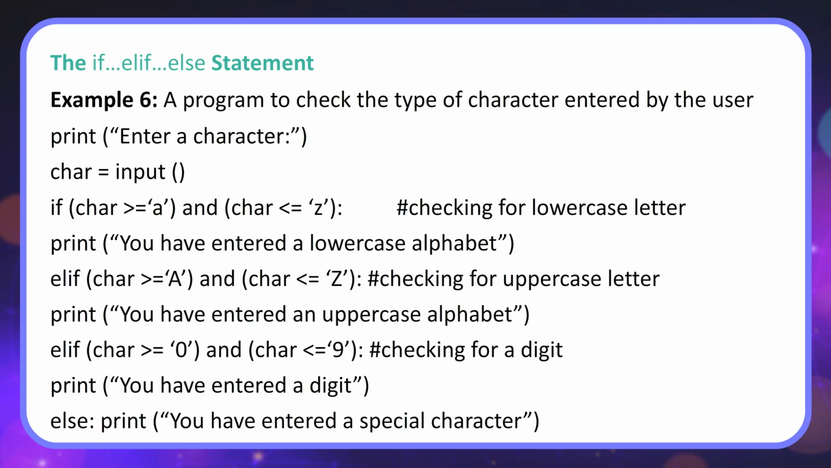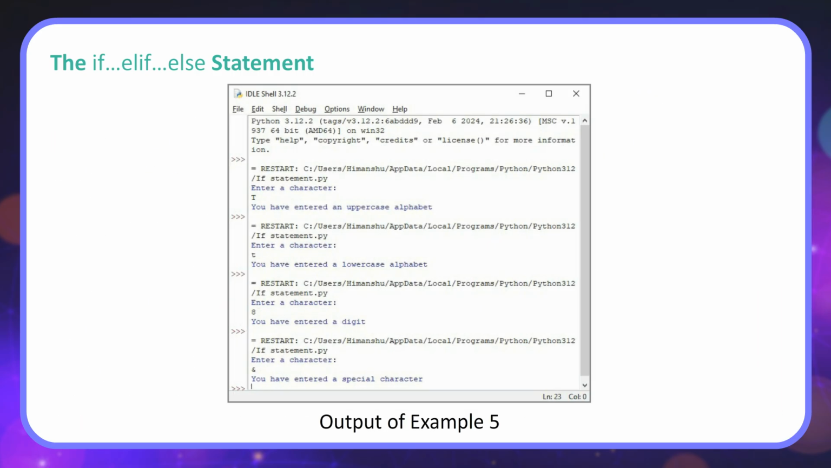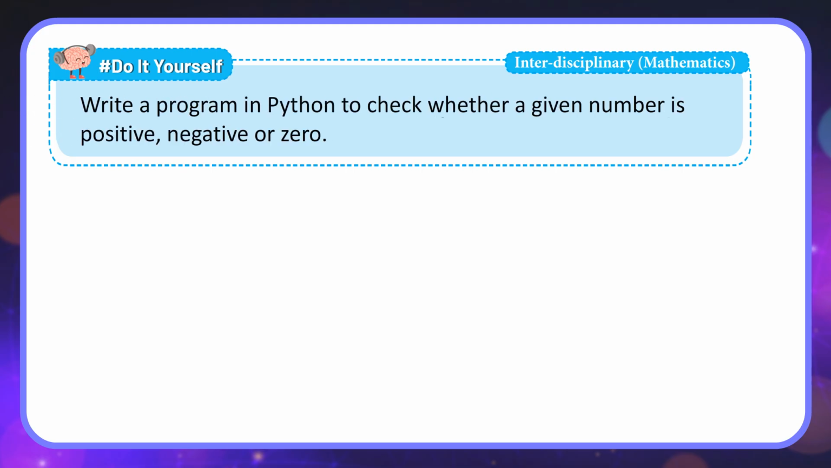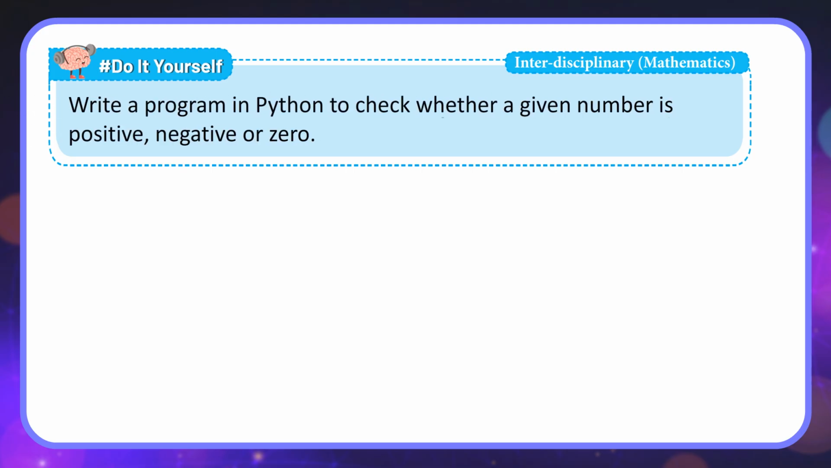Elif char >= '0' and char <= '9': # checking for a digit. print("You have entered a digit"). Else: print("You have entered a special character"). Output of example 6. Do it yourself. Interdisciplinary mathematics: Write a program in Python to check whether a given number is positive, negative or 0.